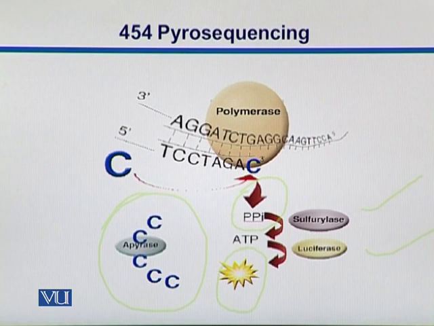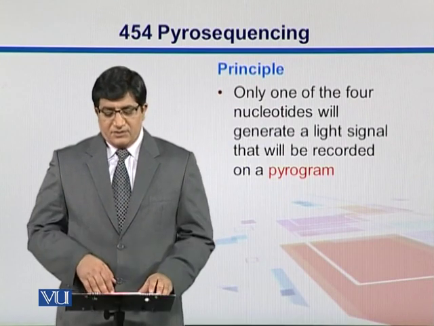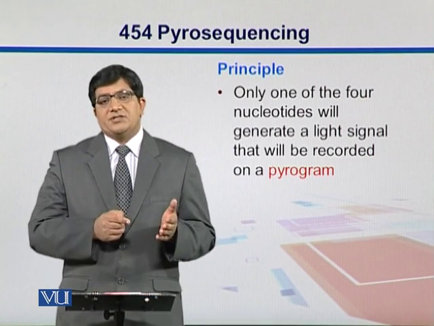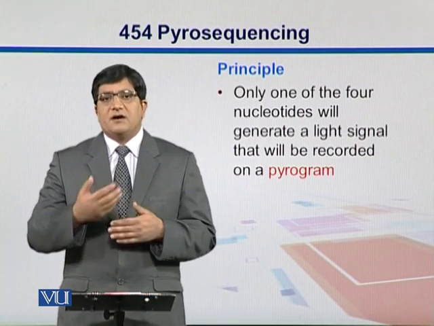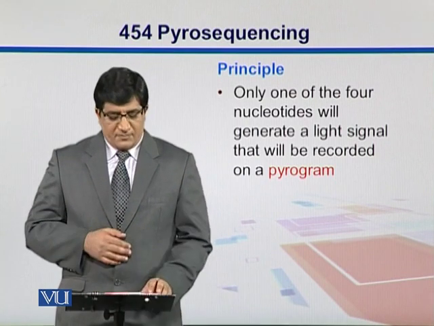So we keep on repeating these cycles and we keep on detecting those light signals. In pyrosequencing, only one of the four nucleotides gets into the growing chain of the DNA wherever it is complementary to the template, and then the light signal is recorded into the pyrogram.